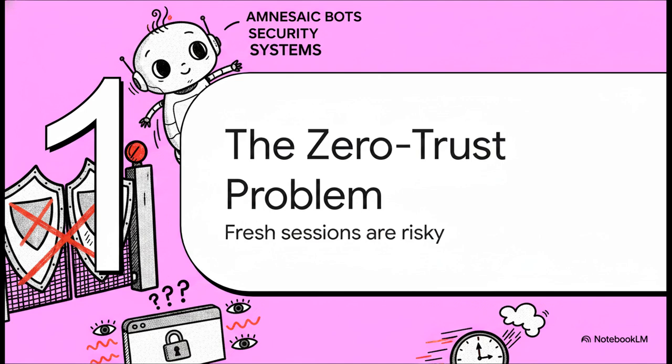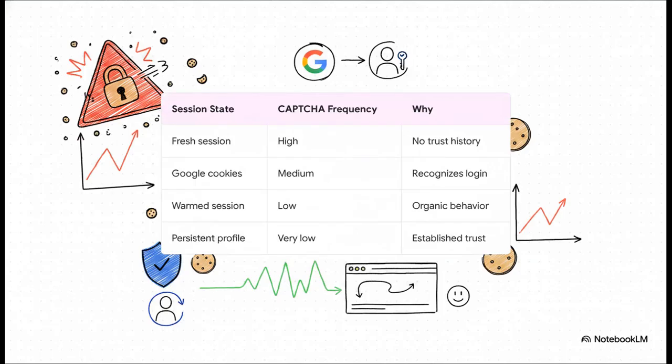All right, section 1, the zero trust problem. Let's dive right into this. When you fire up a completely fresh session, your CAPTCHA frequency is going to be incredibly high. Why? Because you have absolutely no trust history. You're an unknown, suspicious user.